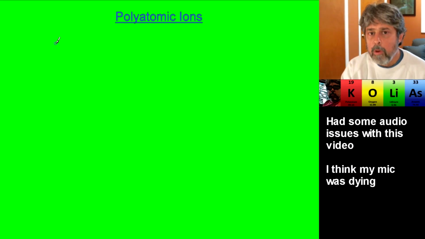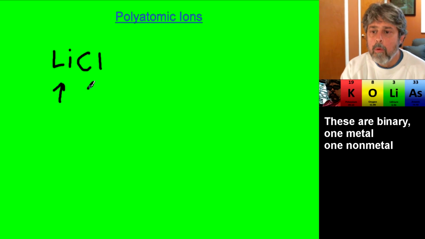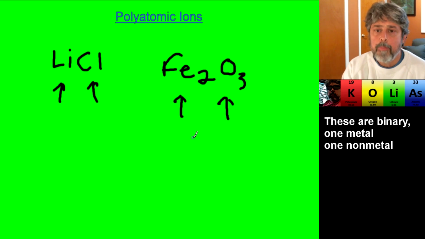So before, when we were doing binary compounds, we had compounds such as this. Lithium chloride. One metal, one nonmetal. We had some that consisted of transition metals. Iron oxide. Iron 3 oxide. Okay, we had one metal, we had one nonmetal.